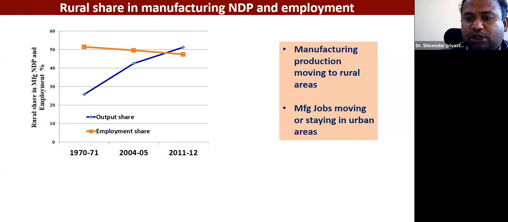Either manufacturing jobs are moving to urban areas or staying in urban areas. It means that sometimes, as you might have noticed, when an industry or factory is being constructed in rural areas, workers don't reside there, and supervisors and those types of persons don't live there in the rural area. They commute from nearby peri-urban or urban areas to the rural area. So that's why they are not counted as employees of the rural areas. So there is some counting problem also. That's one of the issues in the manufacturing sector.